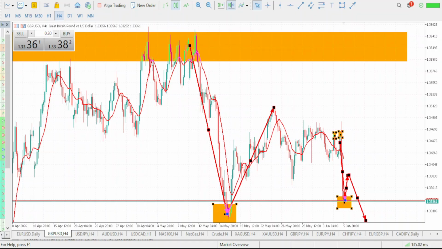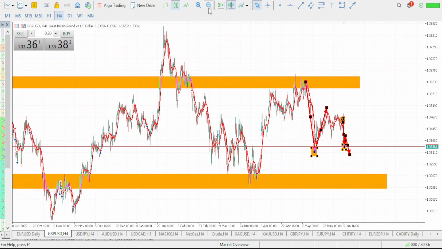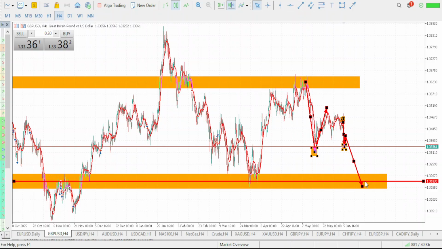Now guys, what we're trying to say is that this week will be a bearish move. The market is able to tap the support level. So ultimately, this is our support target. This is our target. So a bearish move is what we should be expecting on GBP USD.